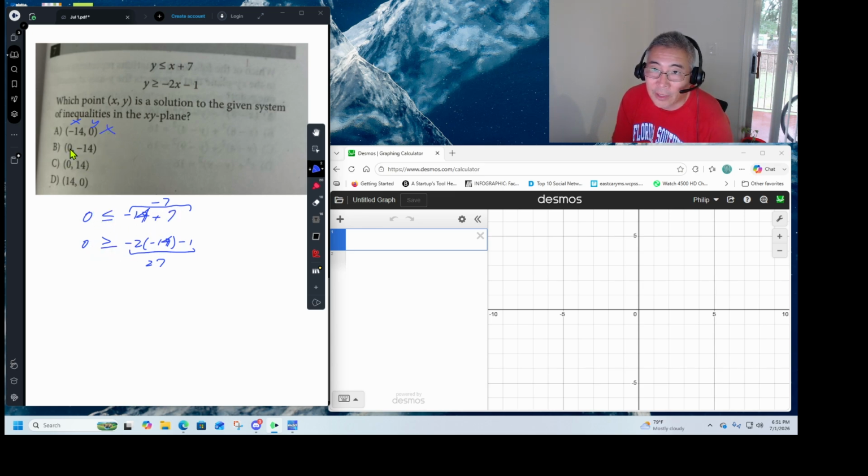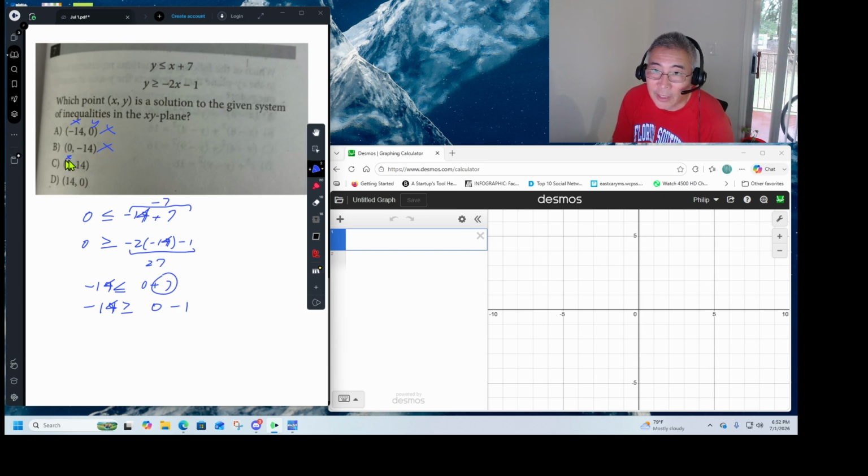Now I'm going to do x is 0, y is negative 14. So that would be negative 14 is y, 0 is x. So negative 14 less than or equal to 0 plus 7, and negative 14 greater than or equal to negative 2 times 0, which is 0, minus 1. Negative 14 is less than 7, yeah, that's true. Negative 14 is greater than negative 1? No, that's not true. So this one's wrong too.